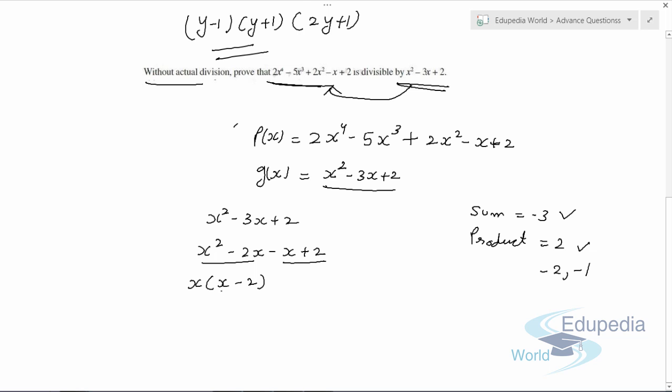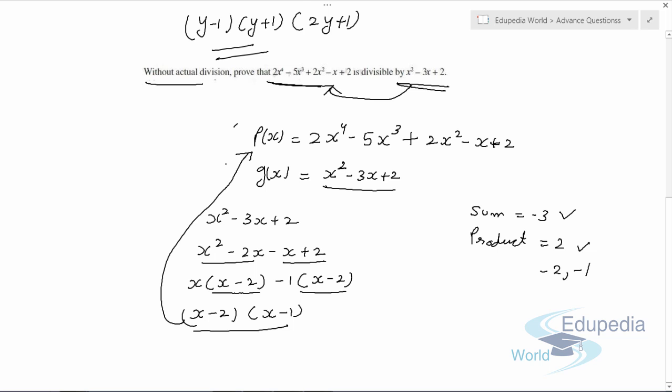Why? Because we need x minus 2, but the given part is minus x plus 2, so we take minus 1 common over here. Then we can take x minus 2 common from the whole equation, and it will give x minus 1. So we have got the two factors of this polynomial. Now we'll put these factors in this polynomial. How to do this?